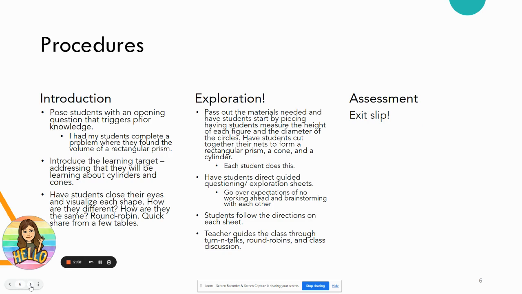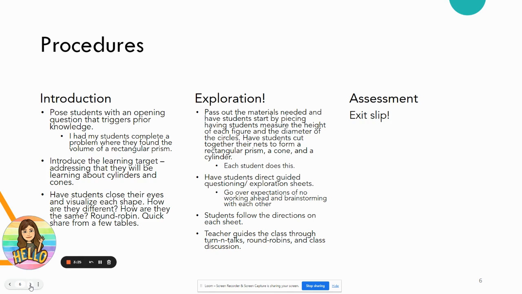Procedures. When I taught this, I just did a little introduction with a bell ringer. It says to pose students with an opening question that triggers prior knowledge. So my bell ringer was to find the volume of a rectangular prism. In the past, eighth graders should already have been taught how to find the volume of a rectangular prism. My students did a very good job remembering, and I let them discuss the bell ringer together. For the most part, they remembered.